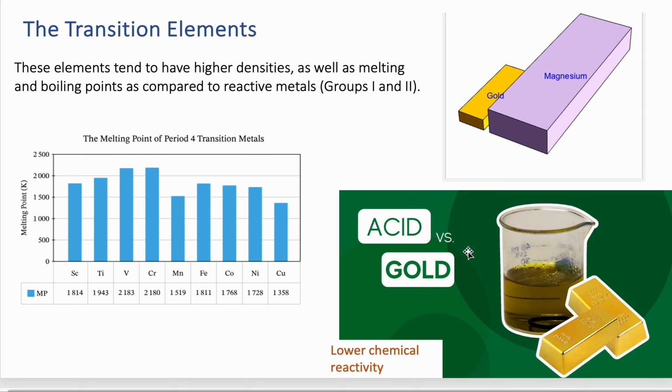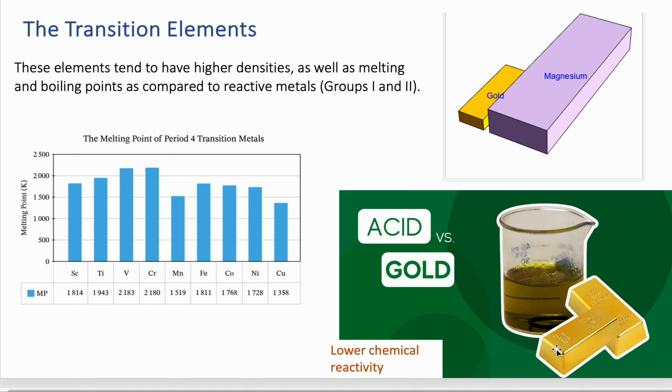As well, generally speaking, the reactivity is way lower than the reactivity of the alkali and alkaline earth metals. As an example of this low reactivity, we can find the elements free in nature. So we can find pieces of gold, platinum, and silver free in nature because they tend to have very low reactivity. Even, for example, regular acid will not dissolve gold. There must be a special mixture of acids called aqua regia in order to dissolve gold. Other than that, you can put gold in regular acid and it will not dissolve, because some of them tend to have really low chemical reactivity.